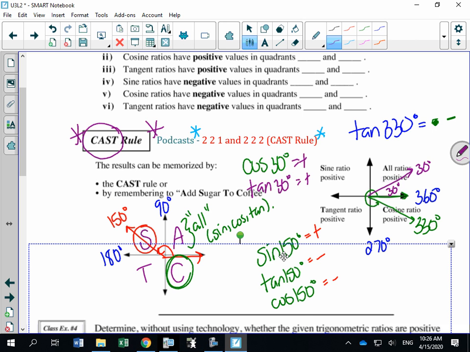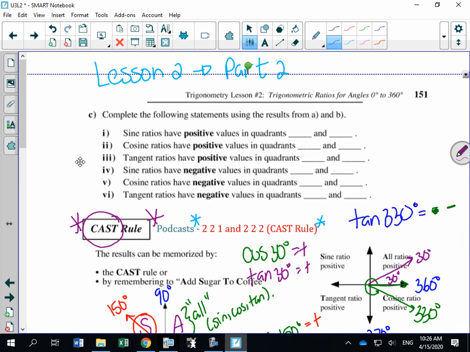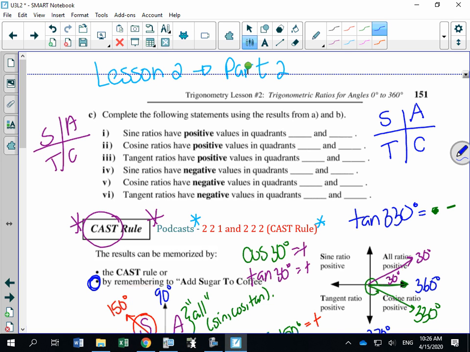Okay. I like using this CAST rule. Every time I do these questions, I just write CAST. I have another teacher friend who doesn't remember CAST. She wants to remember add sugar to coffee. If you want to use this acronym, you must start in the top right quadrant. With CAST, we have to start in quadrant four. So whether you prefer starting in quadrant four and memorizing CAST, or starting in quadrant one and doing add sugar to coffee, you're going to get the exact same answers.